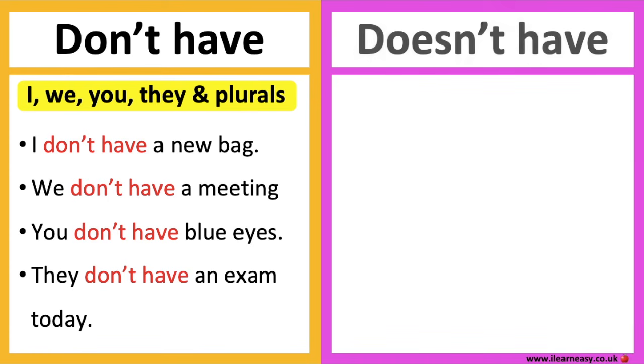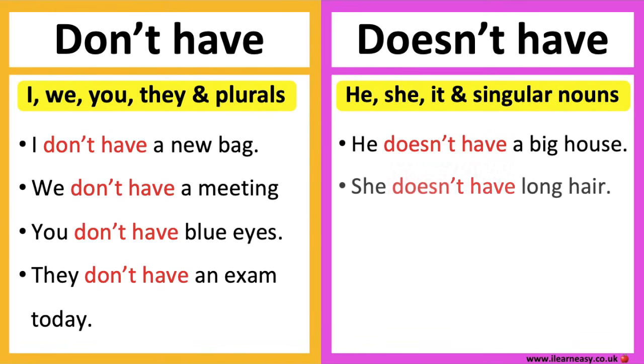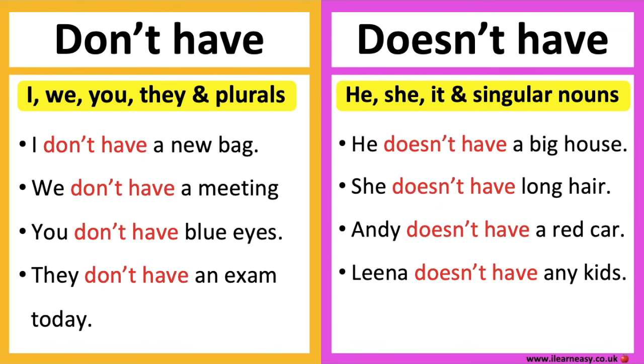We use doesn't have for subjects he, she, it, and singular nouns in the present tense. For example, he doesn't have a big house. She doesn't have long hair. Andy doesn't have a red car. Lena doesn't have any kids.